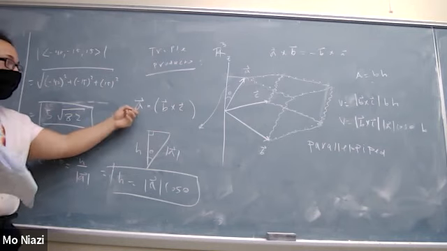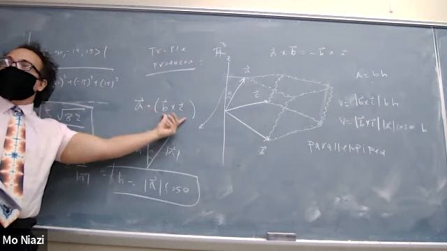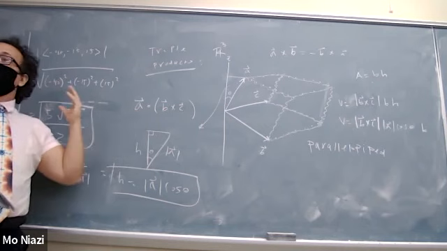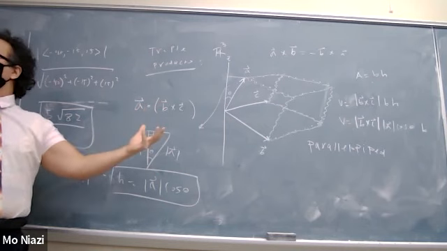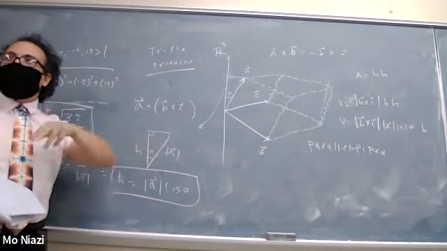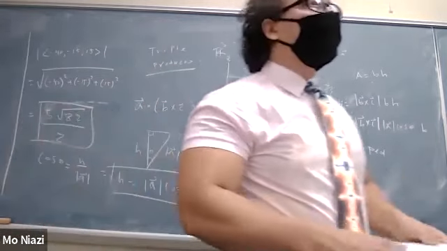Really, when you take the dot product between two vectors, this whole thing is a vector, this is a vector. When you take the dot product between two vectors, you're going to get a scalar anyways. That magnitude business is making sure you don't get a negative volume.